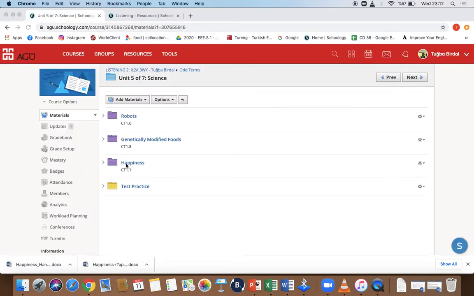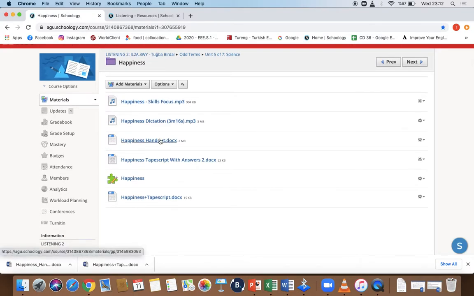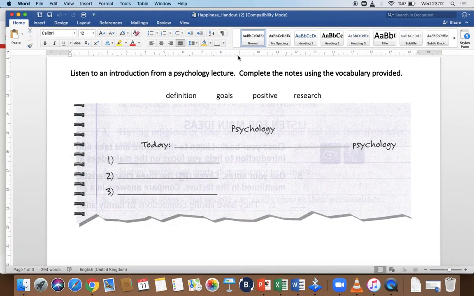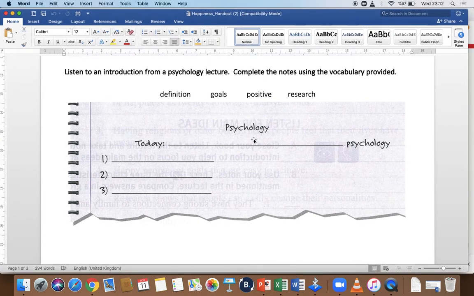When you are done with the test, we have a handout here, the happiness handout. You should download it, and the handout is this. Let's look at the handout.